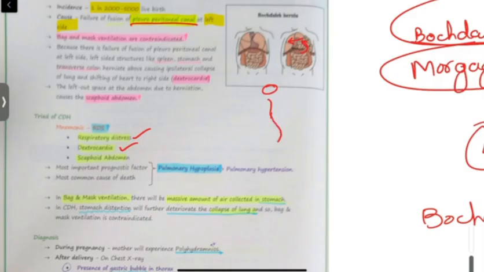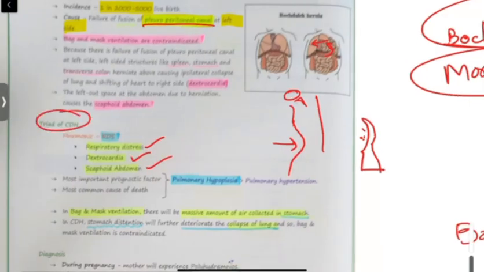It will look as if the abdomen is inside. Scaphoid. So the scaphoid bone also has a structure like this. This is called scaphoid. So scaphoid abdomen. These are the classical triad of congenital diaphragmatic hernia.